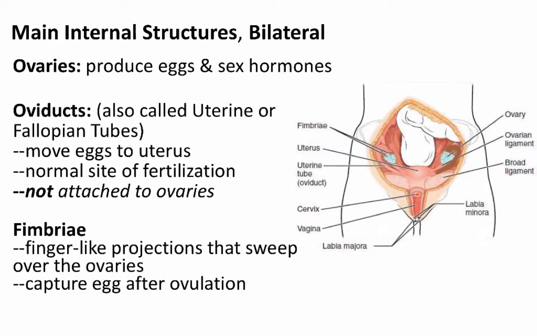And fimbriae are those finger-like structures. They sweep across the surface of the ovary and most of the time pull the ovulated egg into the fallopian tube. We also have the uterus, the cervix, and then the vagina.